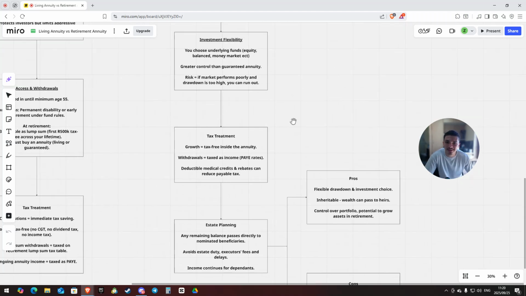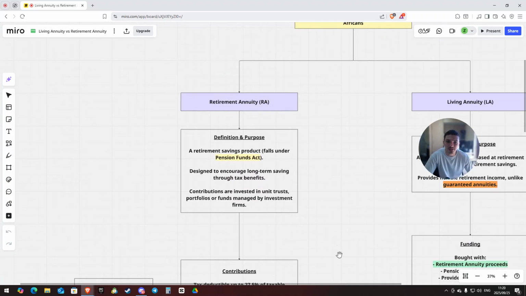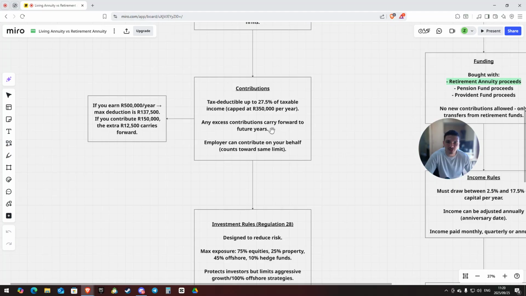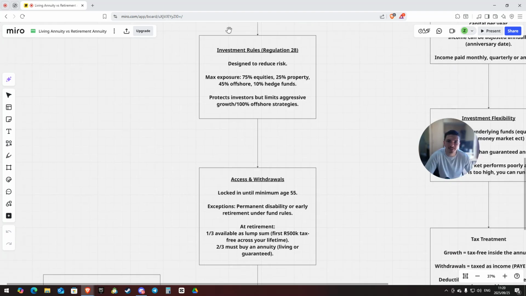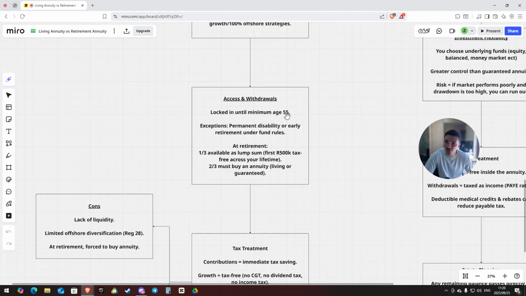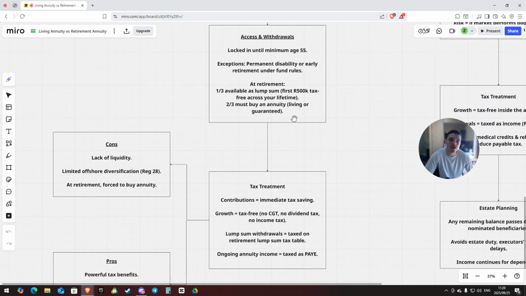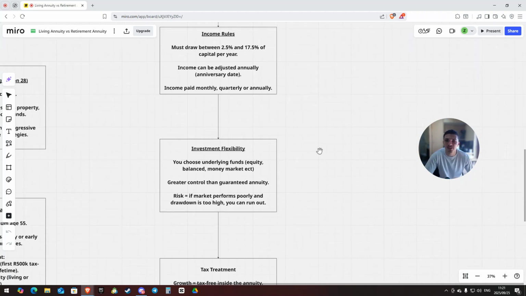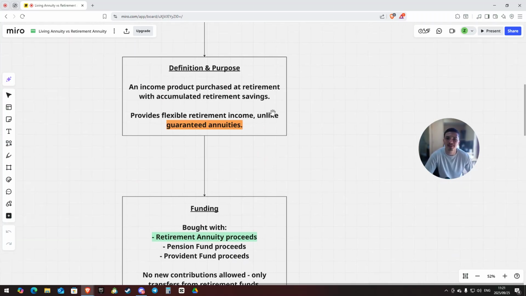So as you guys can see, when you come into retirement with your retirement annuity, you obviously get good tax contributions and deductions. Obviously, now you're limited based on Regulation 28. In terms of access and withdrawals, you can only withdraw it from the age of 55. But at the same time, you can only use one third of it to withdraw as a lump sum. The other two thirds, you have to buy an annuity. In terms of the annuity now, you can choose. Do you want to buy a guaranteed annuity? Do you want to buy a living annuity?